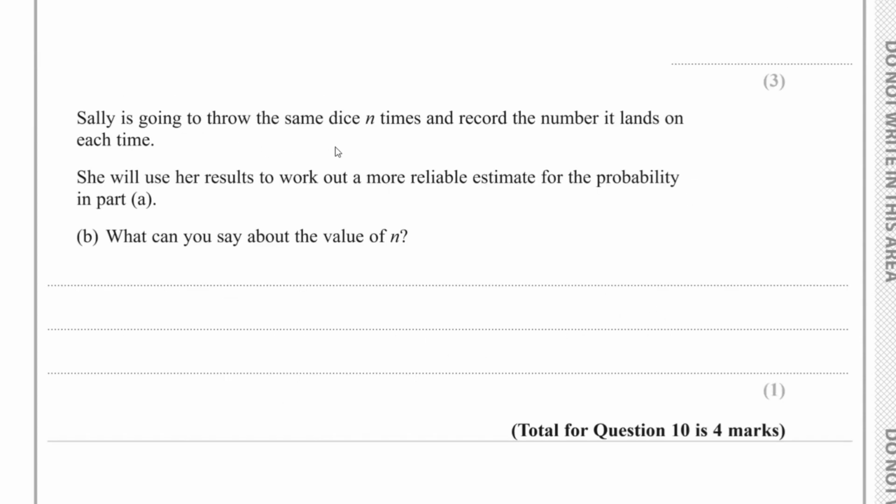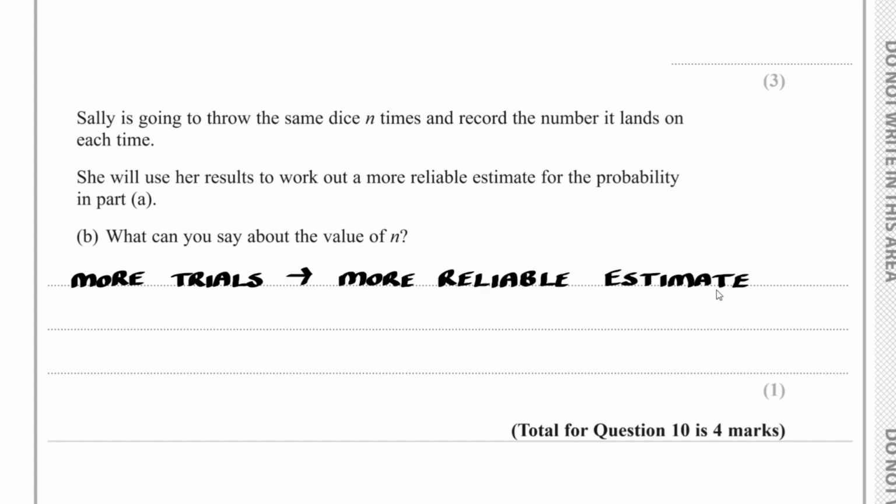Sally is going to throw the same dice n times and record the number it lands on each time. She will use her results to work out a more reliable estimate for the probability in part A. What can you say about the value of n? Well, we've got more trials, and that's because we have a more reliable estimate. Now, before we had 60 trials, so if we have more trials than 60, that means n must be greater than 60 for a more reliable estimate.